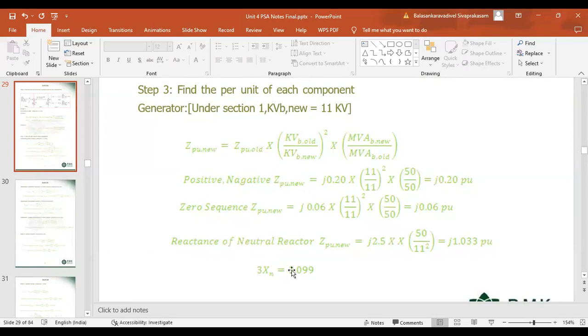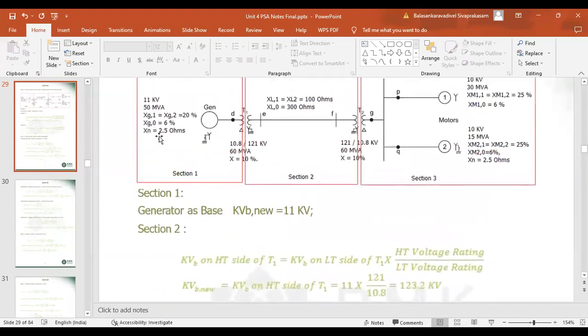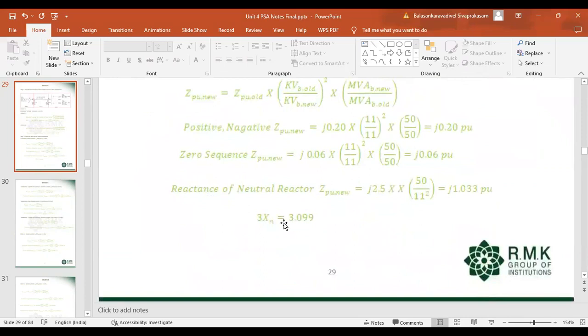Now we have calculated the positive sequence reactance, zero sequence reactance and neutral reactance. Since the generator is connected through a neutral reactance, here Xn value is given. Xn is the neutral reactance. The generator neutral will be connected to the ground through the reactance. So we have to calculate the value of Xn separately. The formula is 3 into Xn, so 3 times the value. Here we have calculated the value of zero sequence reactance, so 3 into 1.033 becomes 3.099. This is for the generator, where we have calculated positive, negative, and zero sequence reactance.